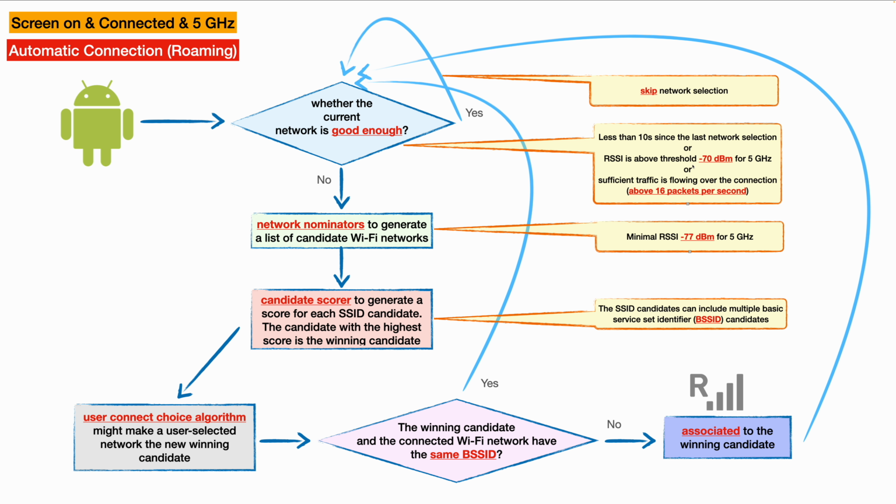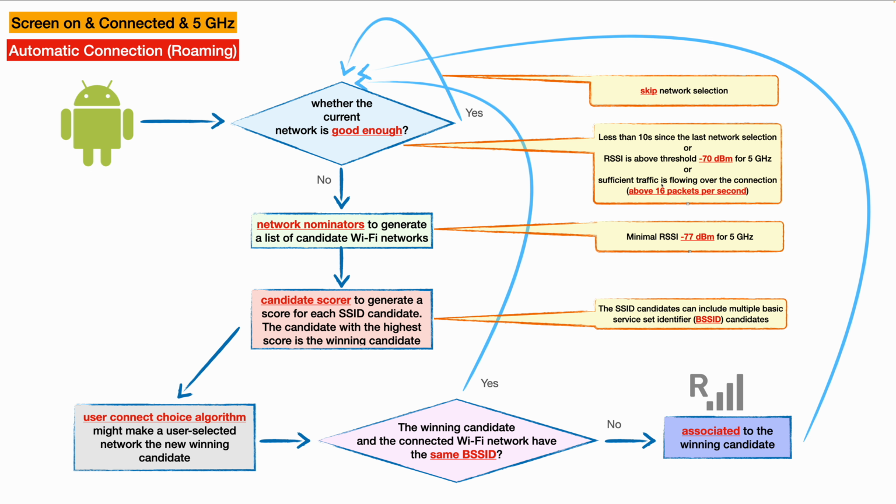The second condition is very important. That's the so-called Wi-Fi roaming trigger threshold. For Android, for 5 GHz, it is minus 70 dBm. If you watched my previous video about iPhone, iPad, and macOS, you may remember for iPhone and iPad, the trigger threshold is minus 70, and for macOS, it is minus 75. So Android has the same trigger threshold as iPhone.